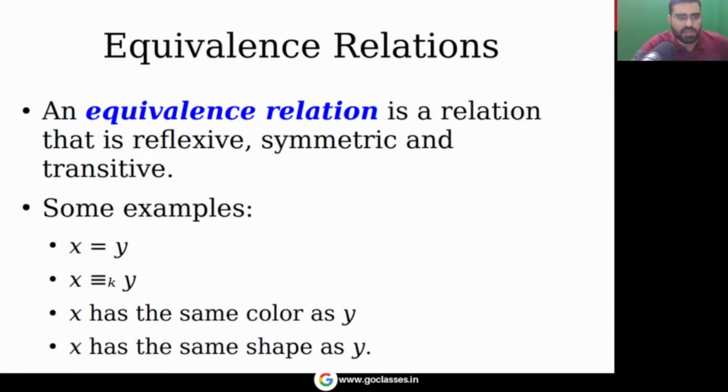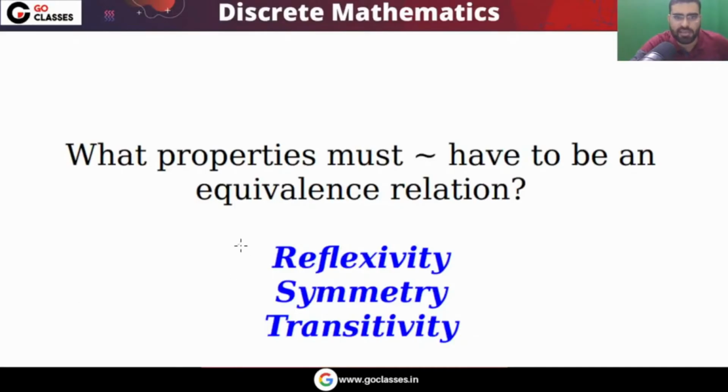Now let's see equivalence relation. What is an equivalence relation? An equivalence relation is a relation which has all these three properties. It should be reflexive, it should be symmetric, and it should be transitive. All these three properties must be there. Then you will say that the relation is an equivalence relation.